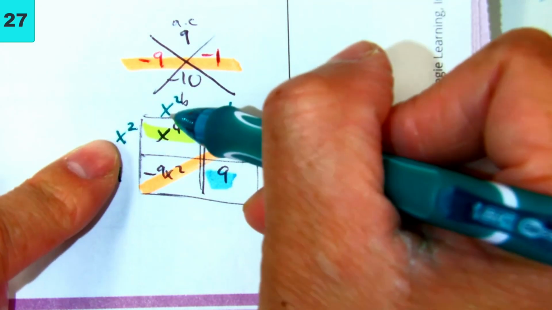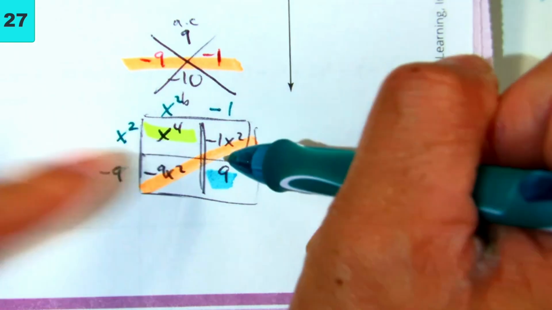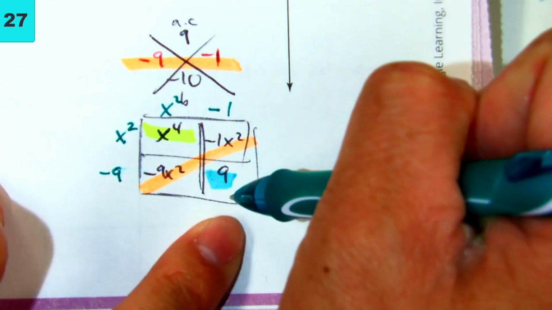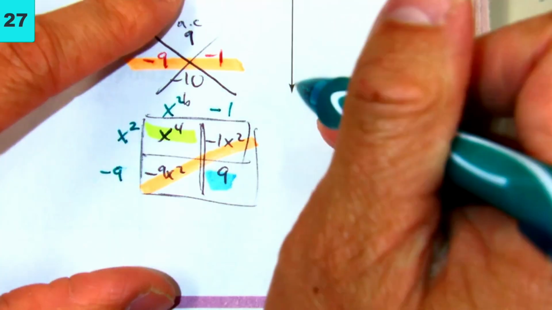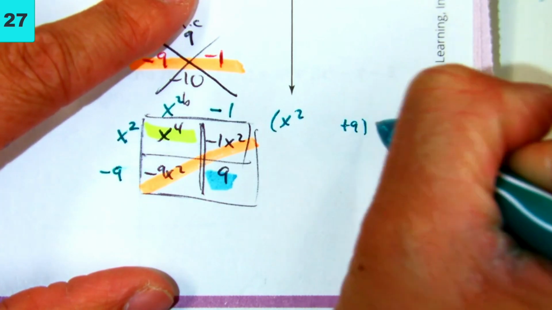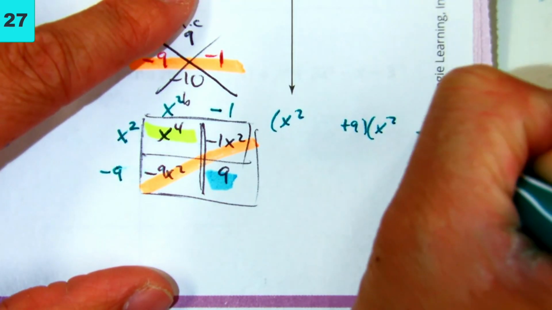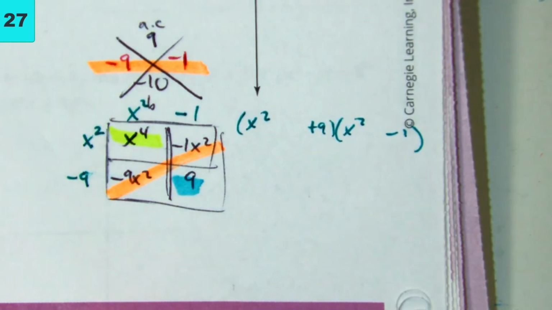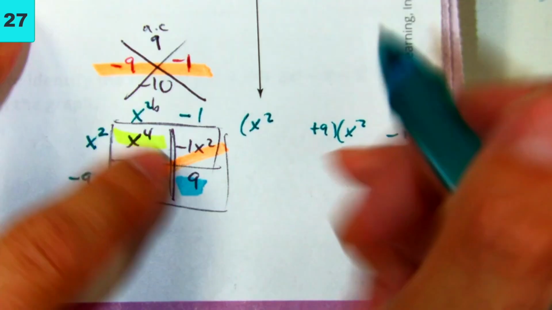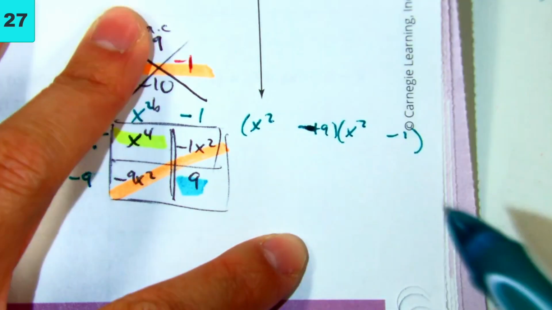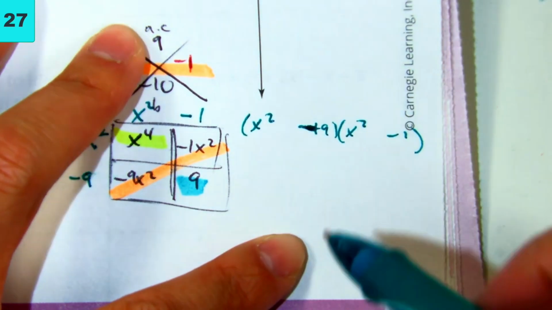X squared times x squared is x to the 4th. Negative x squared, negative 9x squared, and then positive 9. So my answer to factor this is x squared plus 9, x squared minus 1. It is a minus 9 because I made a mistake. Thank you. Tell your partner why I left a big space in the middle.